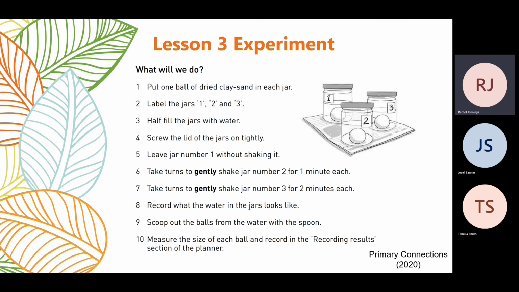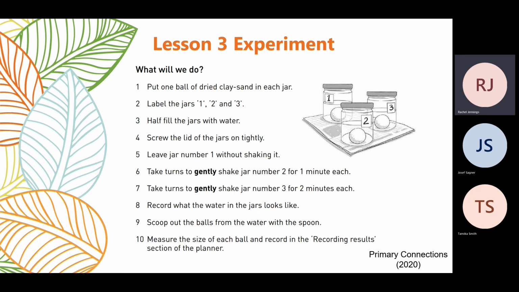So this here is the experiment for lesson 3, which is their model for erosion. As you can see, they will fill jars with water that have a ball of dried clay sand in each jar. They shake the numbered jars for different periods of time, and then they observe what this does to their ball of dried clay sand.